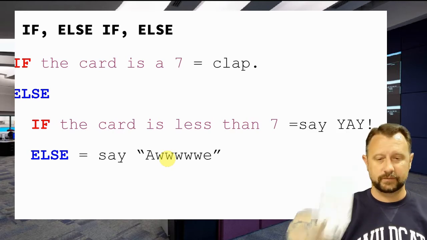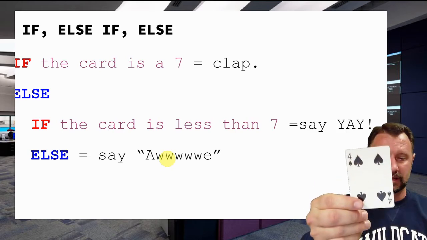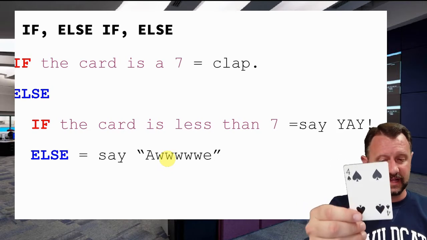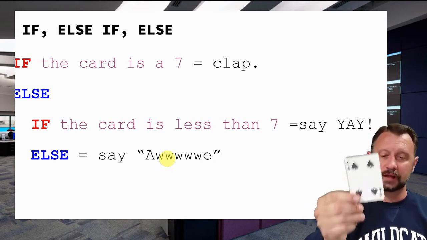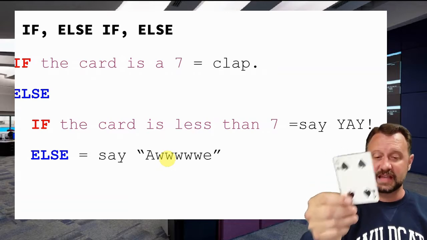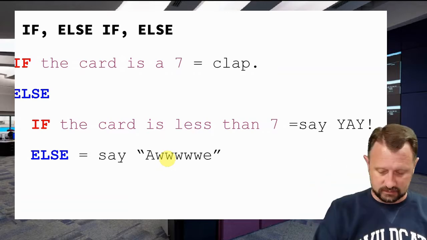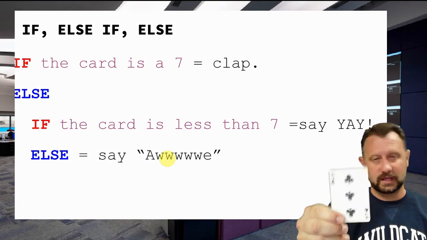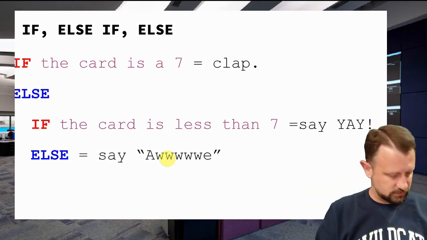Let's try this out. What if I held up this card? It's a 4. So is it a 7? No. Is it less than 7? Yes. So you would clap, or no, you'd say yay. Yay. Okay. With this one. Yay. This one.